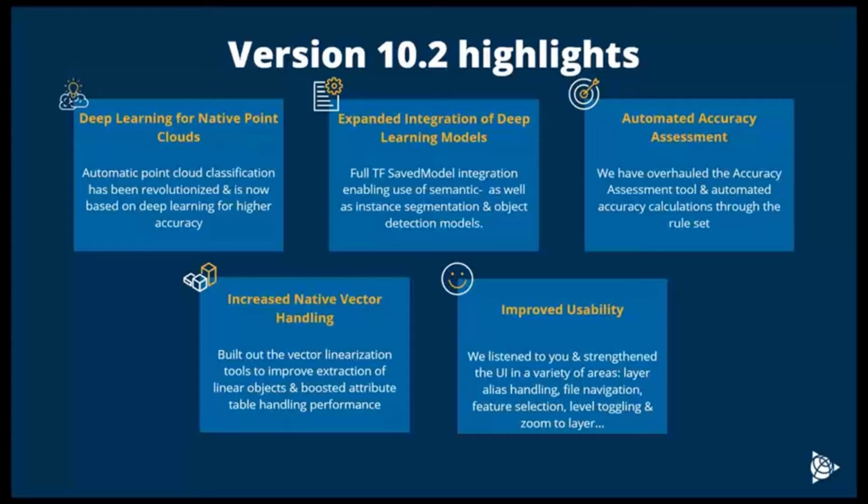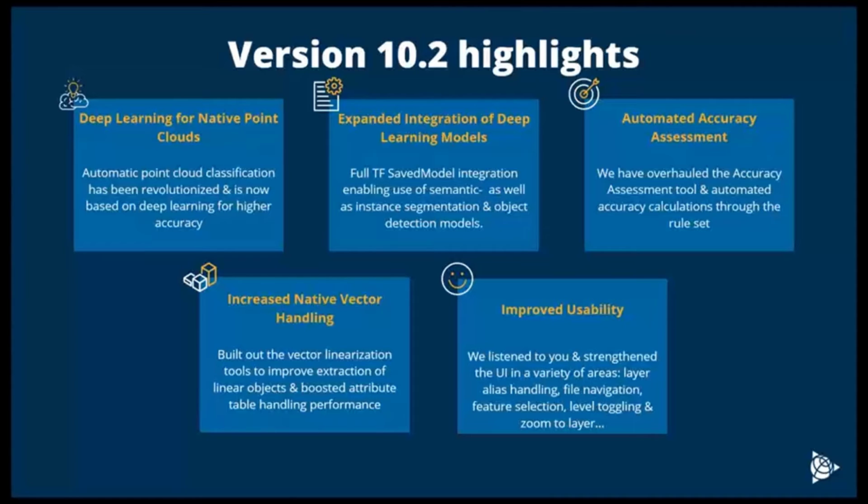First is deep learning for native point clouds. Automatic point cloud classification has been revolutionized and is based on deep learning for higher accuracy. We have a new built-in algorithm where you can just give the algorithm the point cloud and we're able to classify things for you. We also have expanded integration of deep learning models. I think someone mentioned before that full TF SavedModel integration enables you to use not only semantic segmentation, but also instance segmentation. I'll get into a little bit more detail as to what exactly that means.